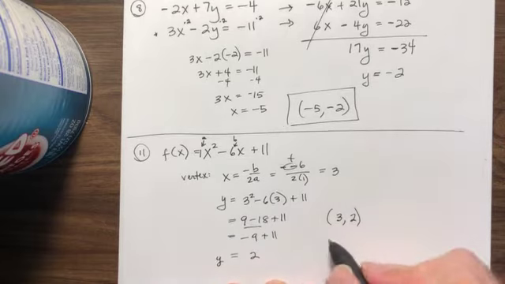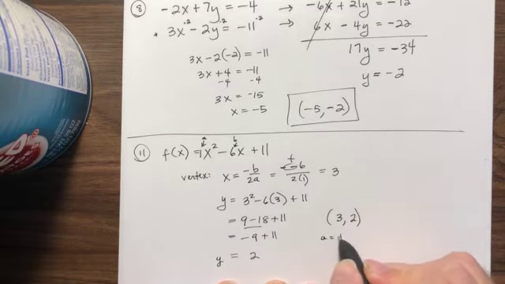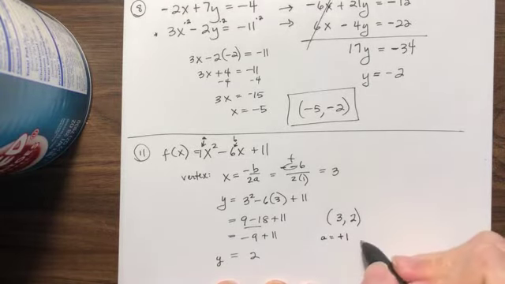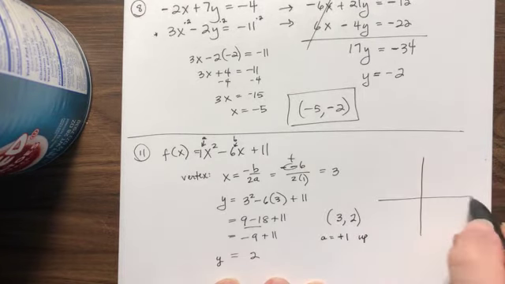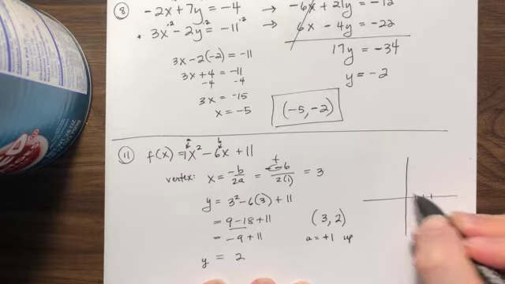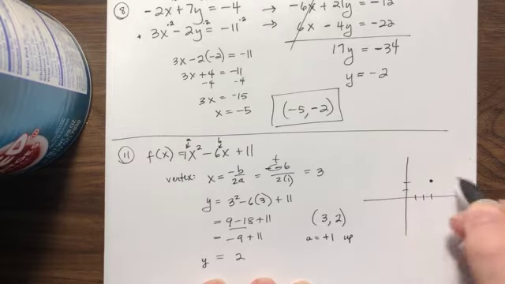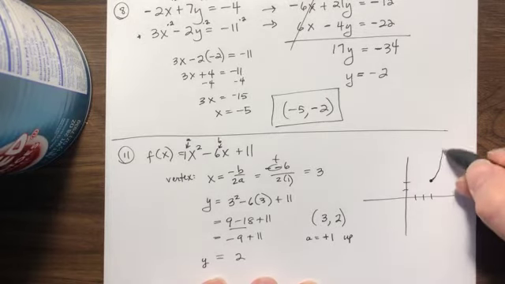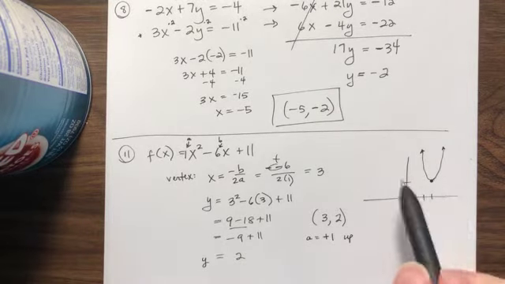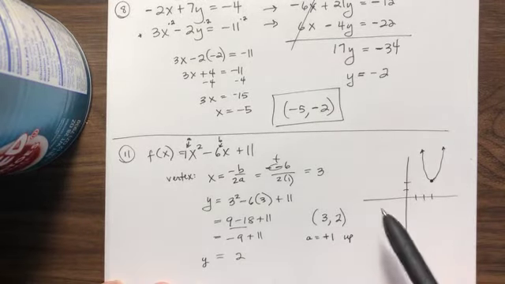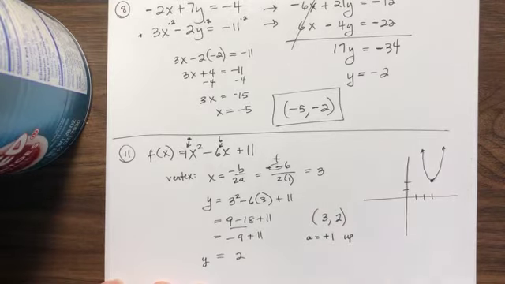All right? And the only other thing is A. A is positive 1, and that means it opens up. So when I pick the correct graph here, I'm looking for a vertex that is at 3, 2, like this. And I'm looking for a parabola that opens up like this. Okay? And that's the extent of what you have to look for on the final exam for those 2 questions.